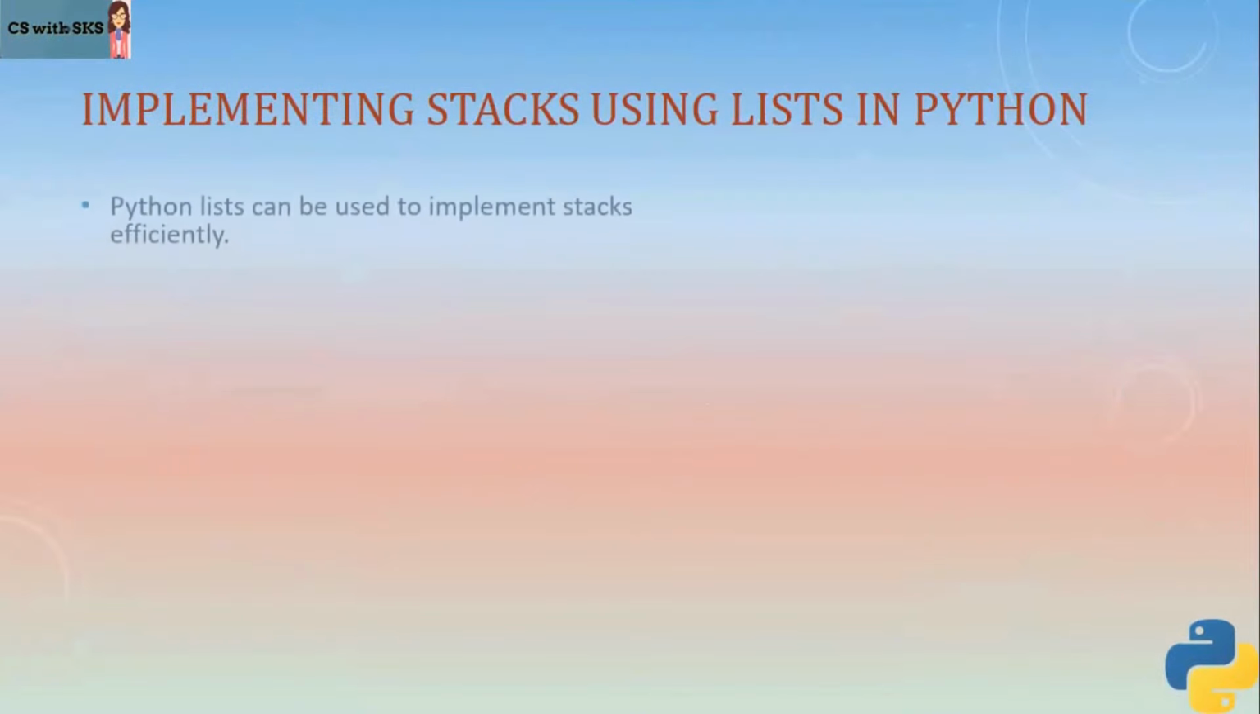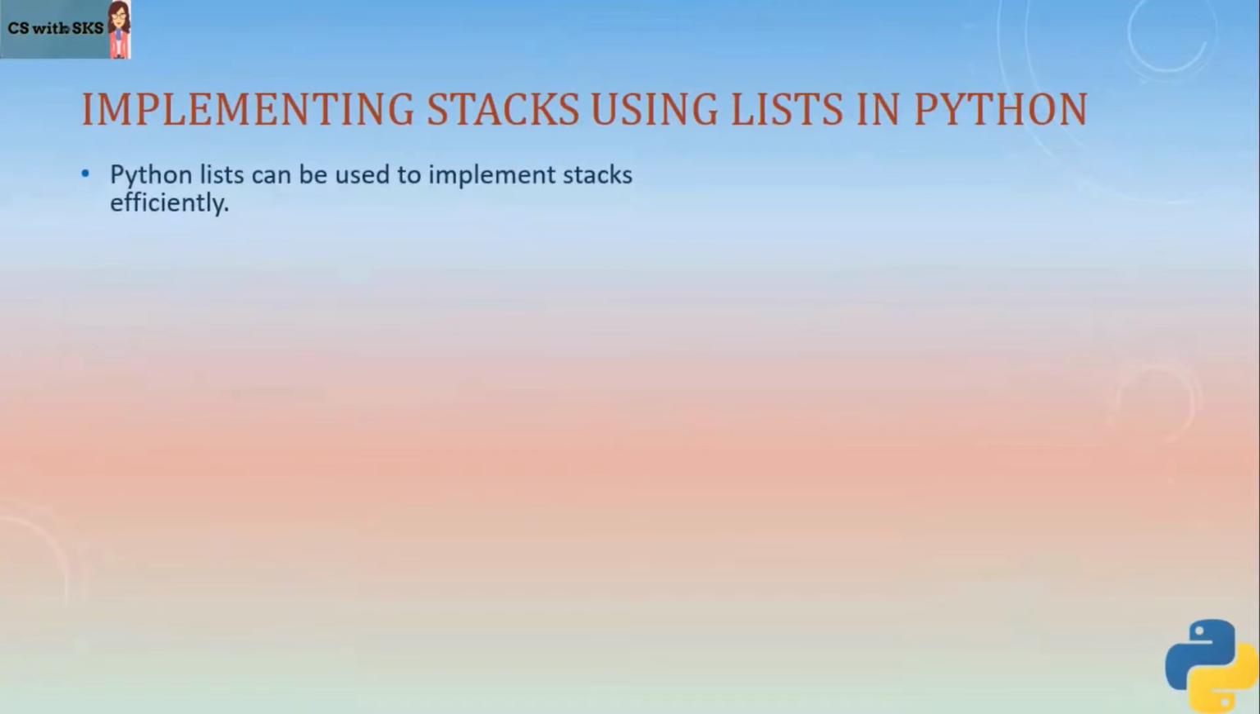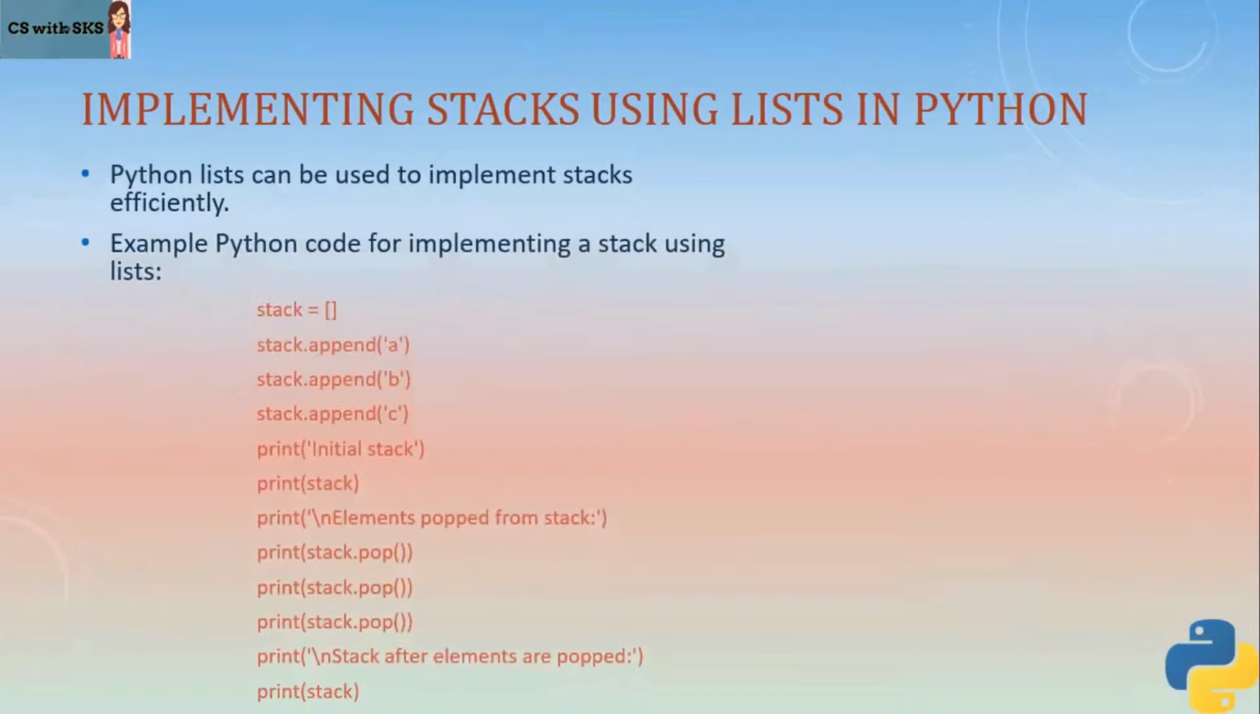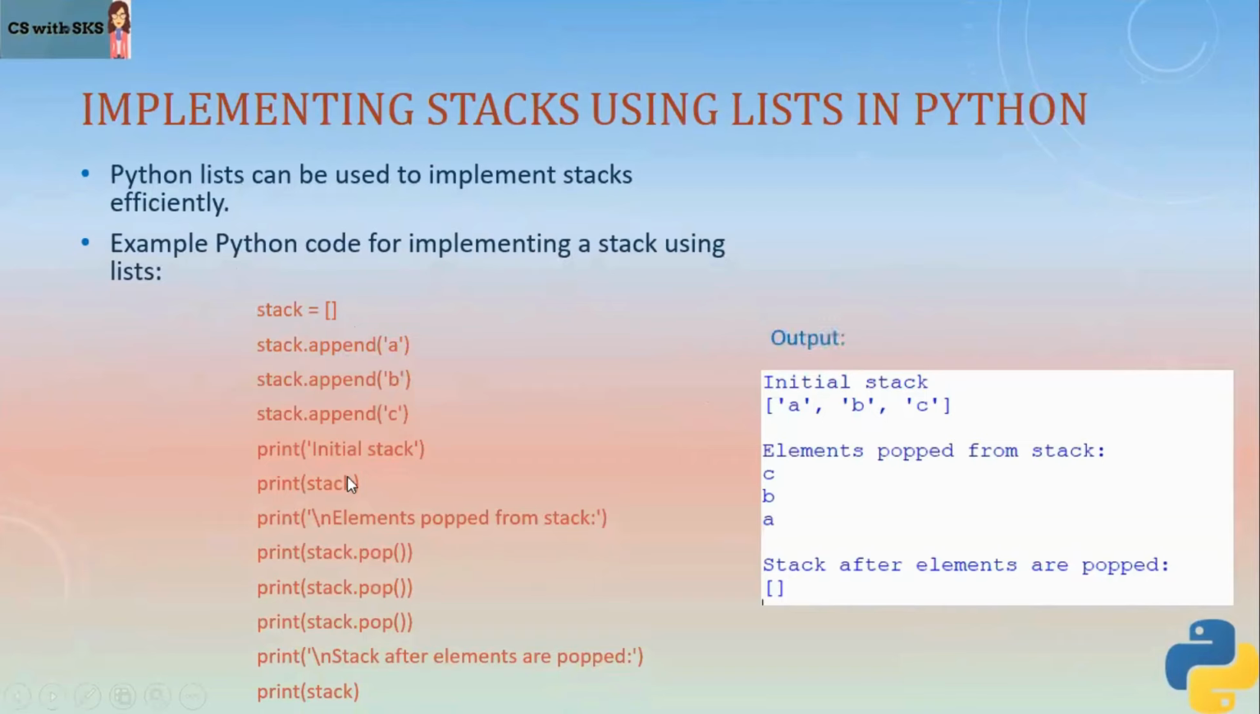In Python, we implement stacks using lists. So how do we do that? Very simple. So if you look at this example, initialize the stack, right? As an empty stack, you can initialize it. You can use append function of lists to add an element, and to remove an element, you can use pop function, right? So if you look at this example, I have initialized a stack as an empty stack, right? As a list, of course.